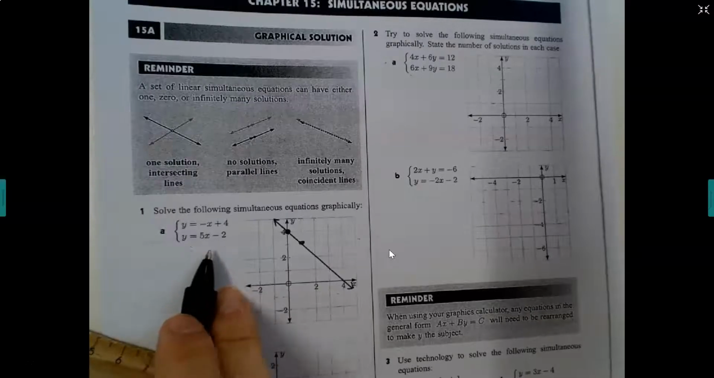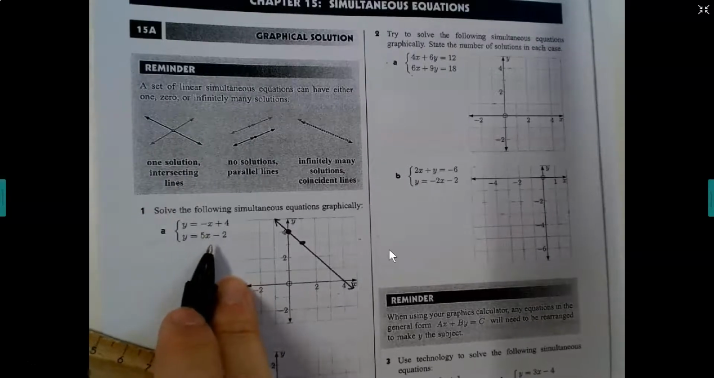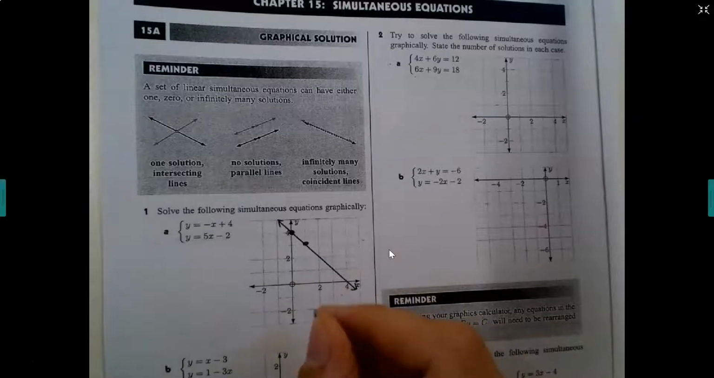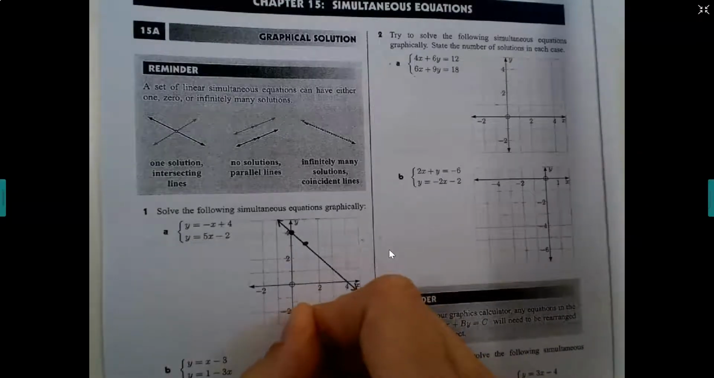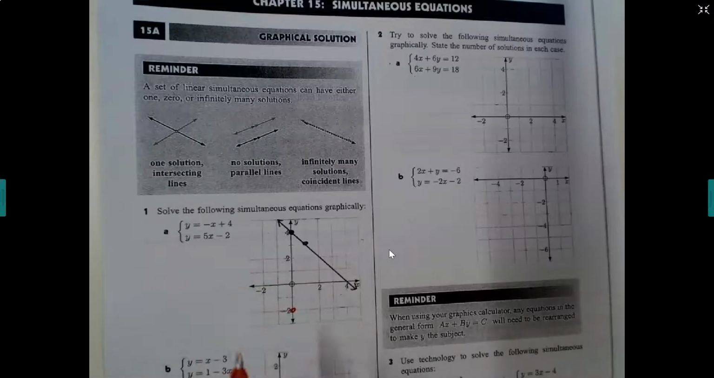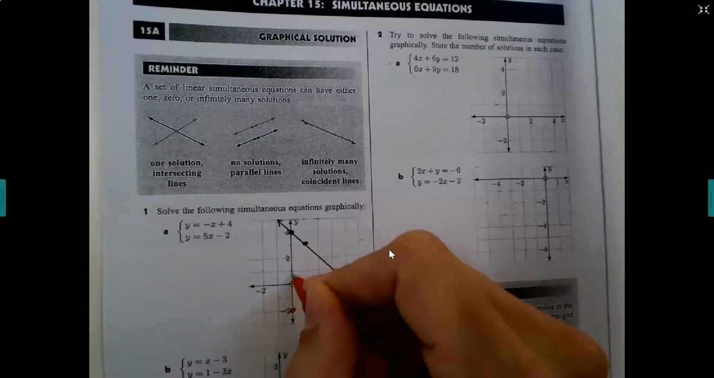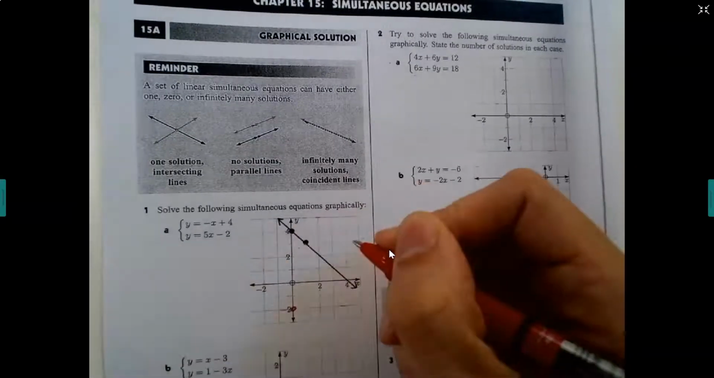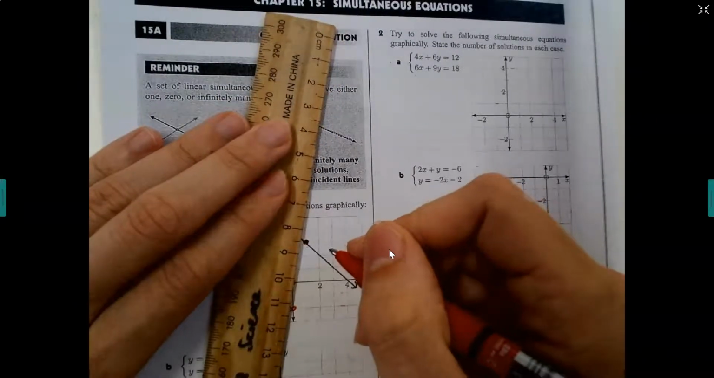So what's my y-intercept? Minus 2. I might do this one in a different color just so you can see the difference. So we've got minus 2. And then the slope is 5 over 1. So I come up 5 positions and move across 1 position. 1, 2, 3, 4, 5, and 1 across happens to be there. And then I can join my 2 points.